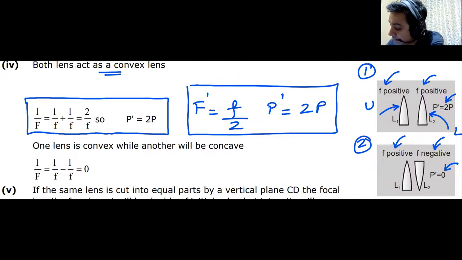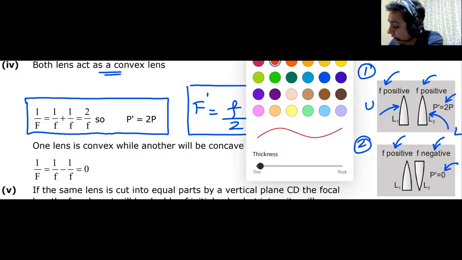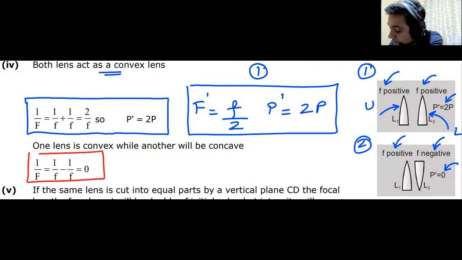In the first case, red case, the focal length becomes f by 2, power becomes 2 times of P. In the second case, 1 by f becomes 0, or f dash, the total focal length becomes equal to infinite. It starts to behave like a plane mirror. Do we understand this? Plane lens, you can just see it, it starts to behave like a glass slab, you can say, and its power P dash becomes 0.